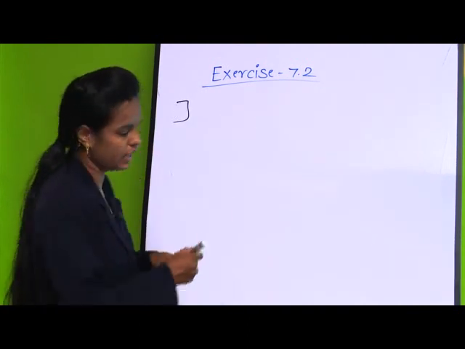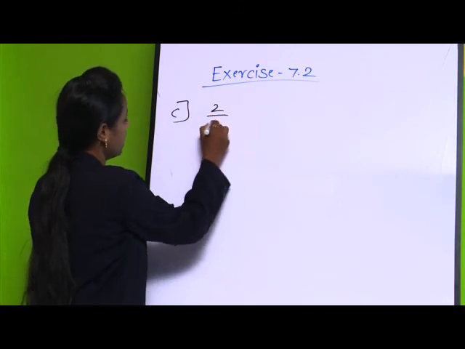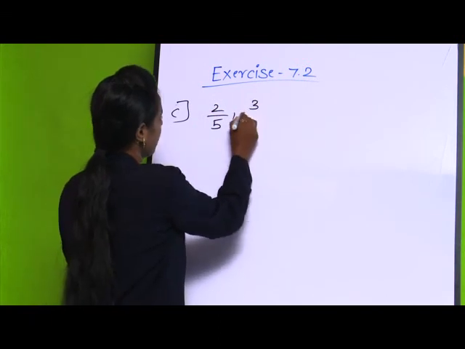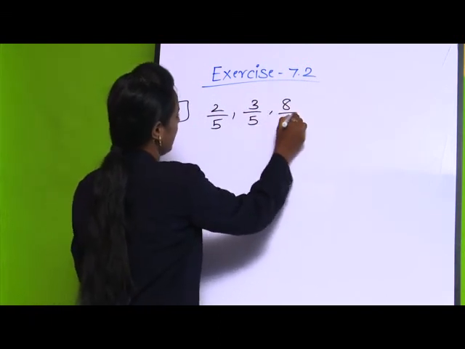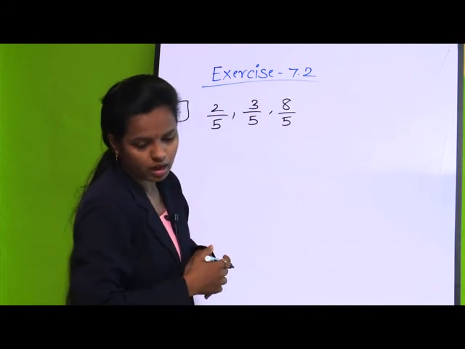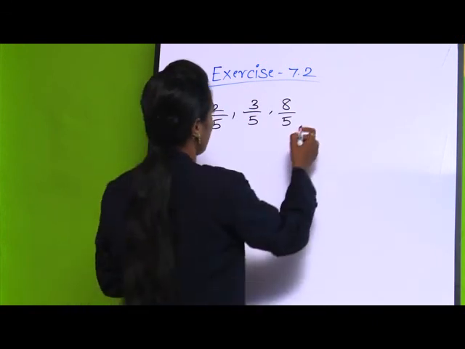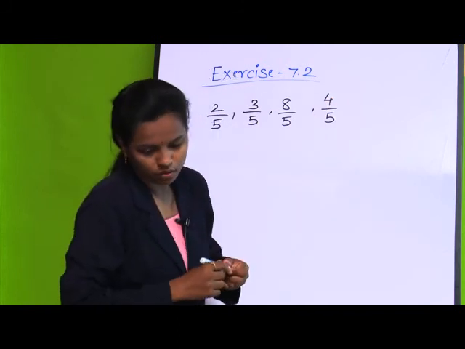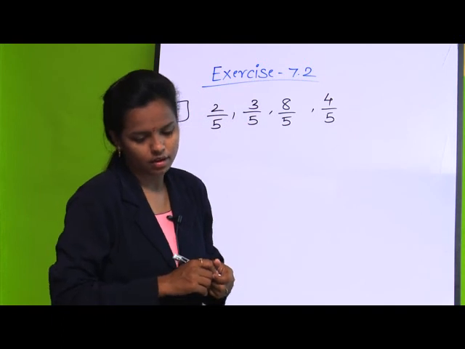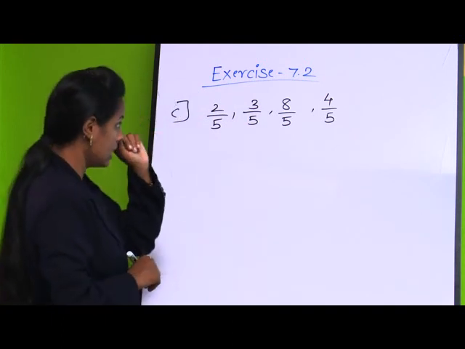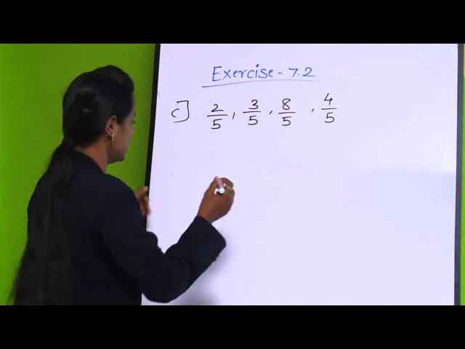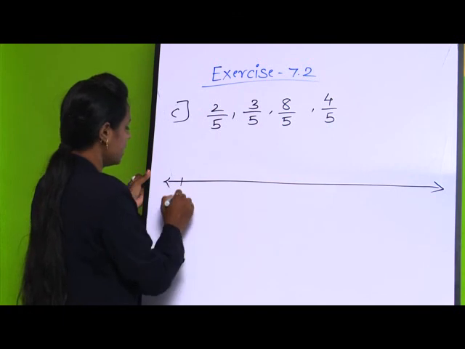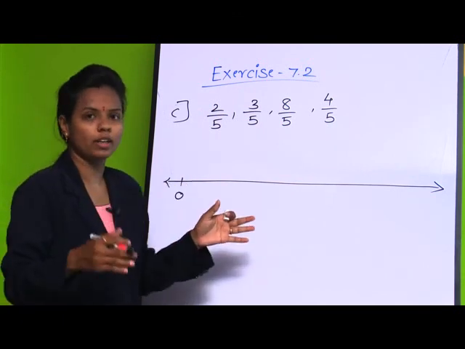Now, we have the third one here, 2 by 5, 3 by 5, 8 by 5 and 4 by 5. Okay, students. Now, this is a different type of example. Let us see this. Okay, let us start with 0. We will point out one points.